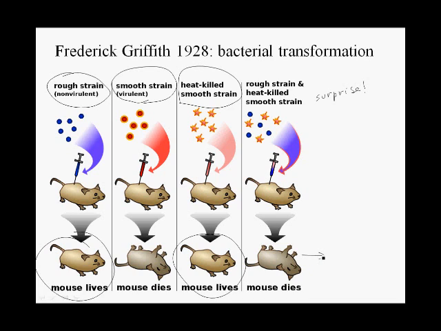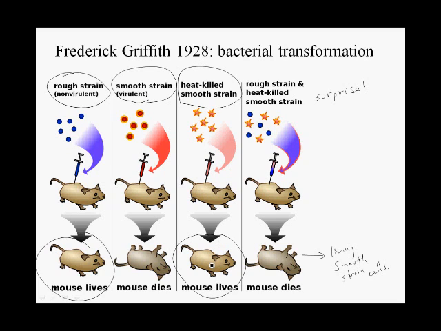And when he did an autopsy on these mice, what he found were living smooth strain cells. So one trivial explanation would be that the heat killing hadn't killed all of them, but that was not the case. He repeated these experiments very carefully, using higher temperatures and longer times to make sure that the heat had killed all of the smooth strain cells.